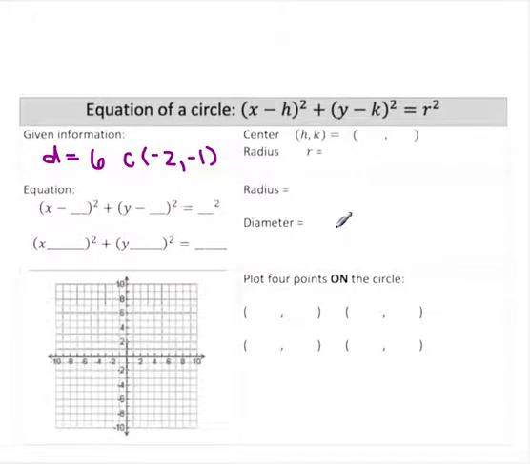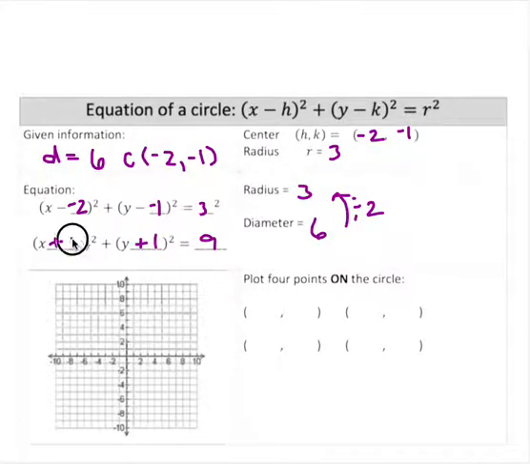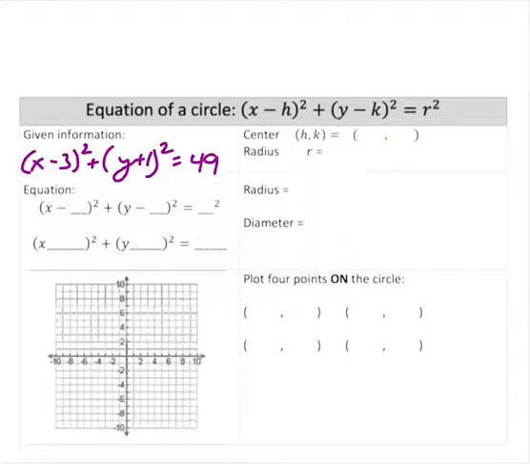Let's do another. The diameter is 6, so I work backwards to get that the radius is 3. I have to divide it by 2 if I'm going backwards. The radius is 3, the center is negative 2, negative 1. So I have x minus a negative 2, y minus a negative 1, and then the radius is 3. 3 squared is 9, y minus a negative really becomes y plus 1, and it becomes x plus 2. Note that they're the opposite of how they are in the problem. I'm going to skip sketching it just to save some time.